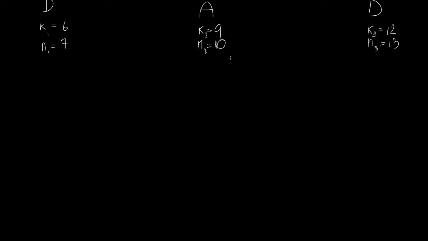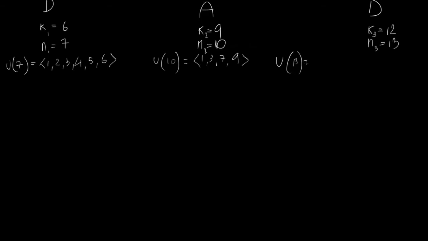So at this point they both list the elements of U7, U10, U13 respectively in ascending order. So let's do it. U7 is equal to all the integers up to 7, since 7 is prime. So 1, 2, 3, 4, 5, and 6. Then U10 is equal to 1, 3, 7, and 9. U13 is equal to 1, 2, 3, 4, 7, 8, 9, 10, 11, and 12.